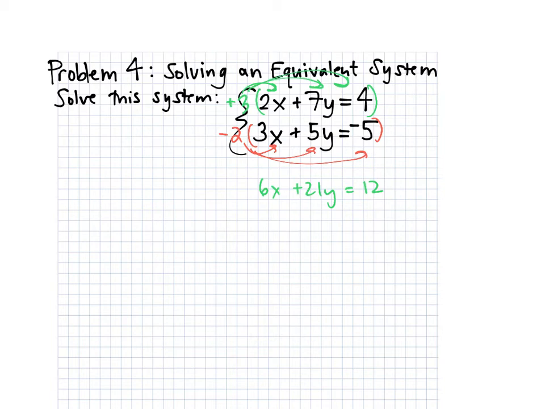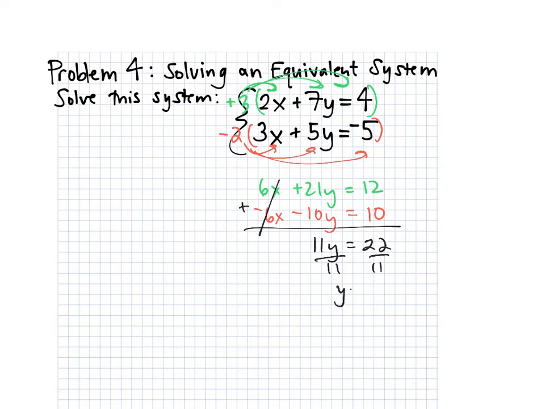And then let's make this red equation -6x minus 10y equals 10. Okay, and now let's add these together. This eliminates. This becomes 11y, and this becomes 22. And then we can just divide both sides by 11. And y is 2. Wasn't that nice?